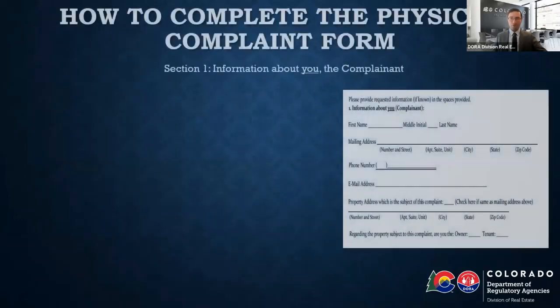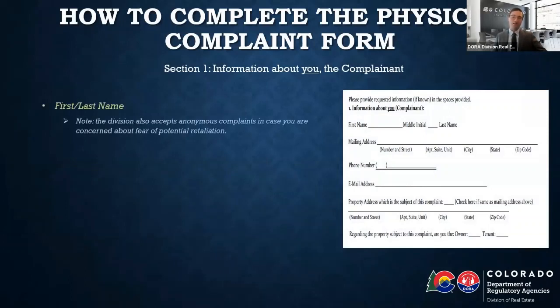So our physical complaint form begins with section 1, as you can see on the right here. Information about you, the complainant. You'll enter your first and last name. Please note the division also accepts anonymous complaints. You might file an anonymous complaint if you're concerned about fears of potential retaliation. If you'd like to file an anonymous complaint, just leave this section blank.